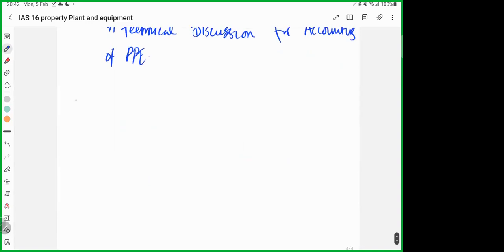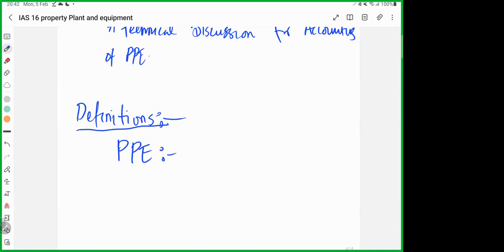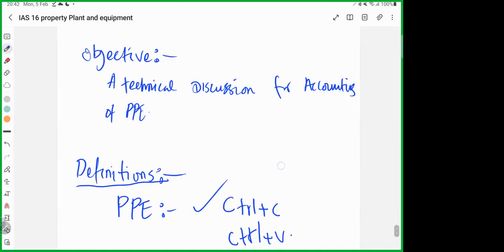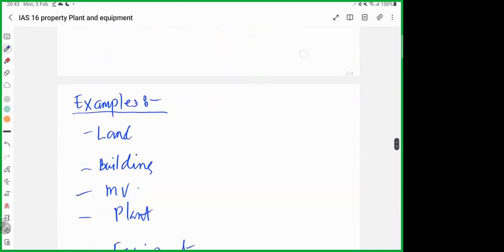Definitions. Actually, I have already defined PPE. You understood what I have written here? Yeah, copy paste. Copy paste from the app. Exactly.